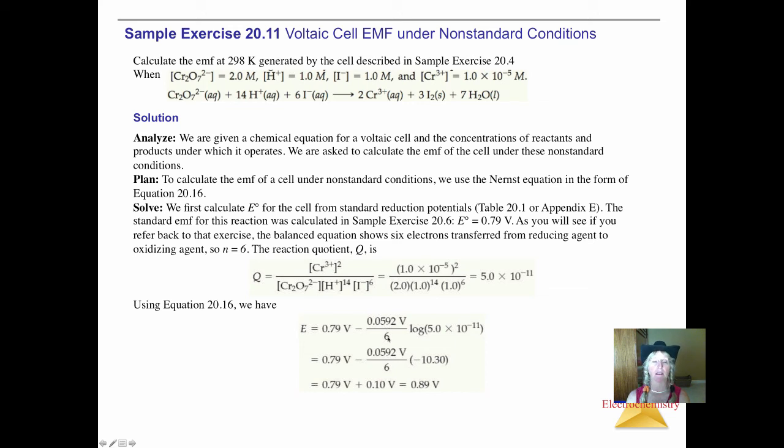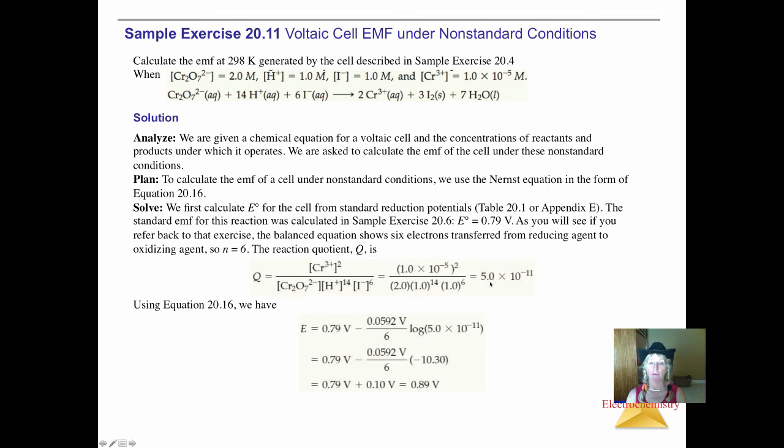Where the heck did that 6 come from? Remember, that stands for the number of moles of electrons. Travel back to sample exercise 20.6, and you'll find that when dichromate turns into chromium and iodide into iodine, there's going to be a transfer of 6 moles of electrons that were lost and 6 moles that were gained by the iodide. So that's where the number 6 came from.